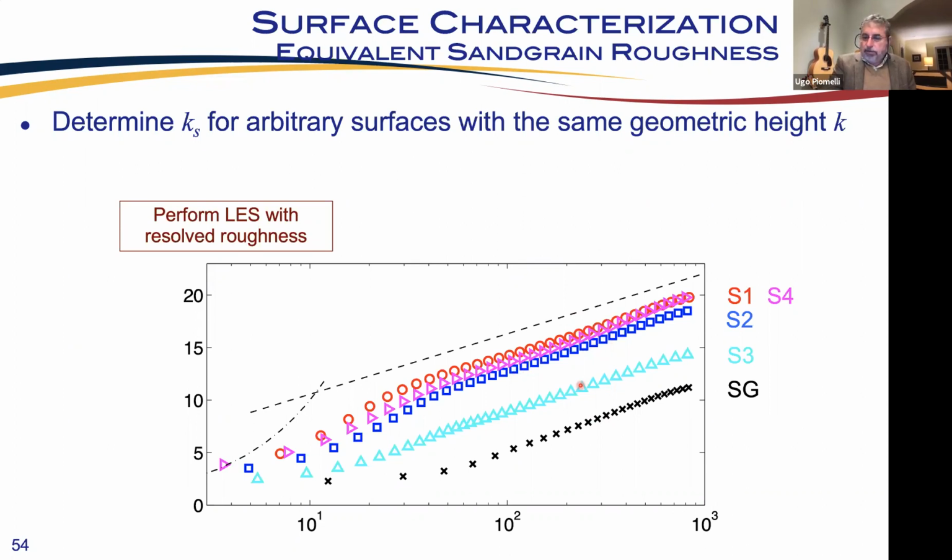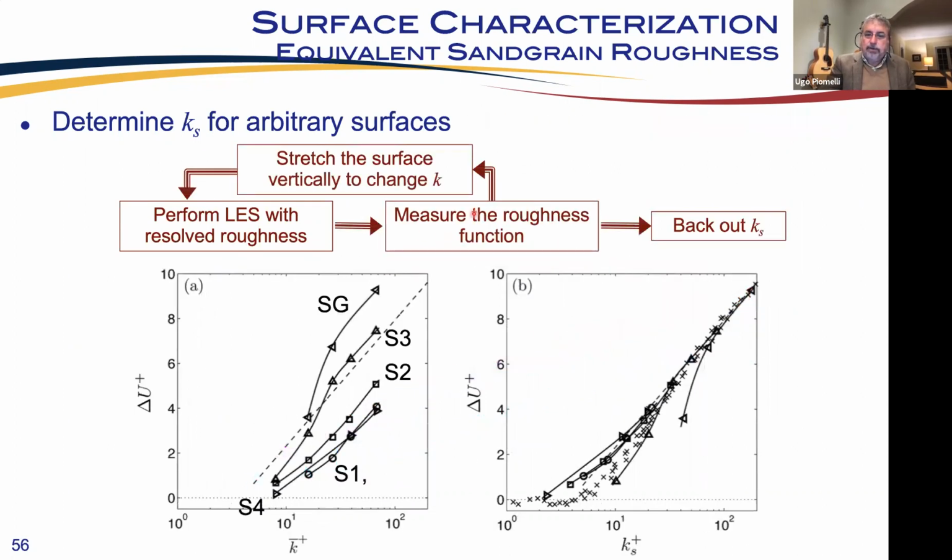You can change the roughness height by simply scaling the geometry, the roughness surfaces, up or down. And you measure the roughness function, you redo this for a different height k, and then you plot your results, and you get delta u as a function of k for the various surfaces. If you require that delta u becomes independent of the equivalent sand grain roughness at the right end of the range, in the fully rough regime, you can back out the value of Ks for all these surfaces.